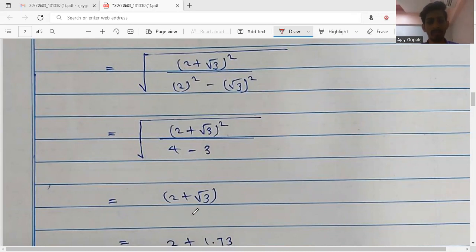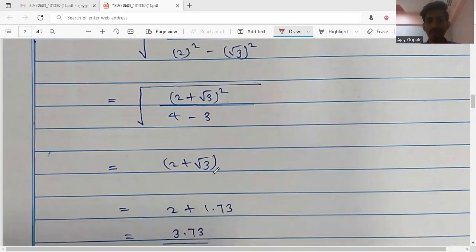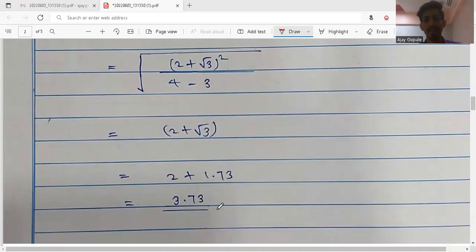Upon 1 नहीं लिखा फिर भी चलेगा, so 2 plus root 3, the value of root 3 was given in the question, it was 1.73. So after adding, you get the answer as 3.73. So your answer should be 3.73 for this question. Question of 2 marks. Very simple question.